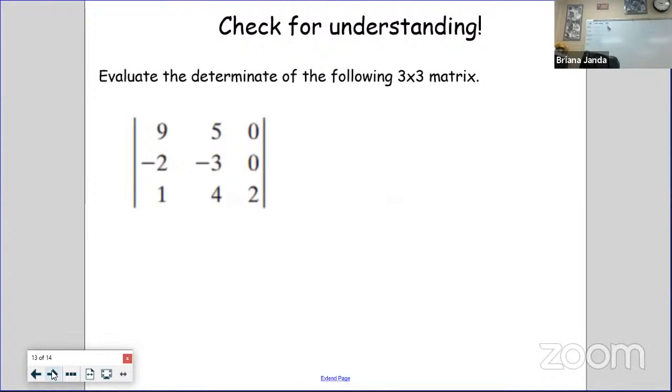All right, let's try one without me walking you through it, on our check for understanding. Again, if you need to flip to that back page where you've got some extra white space, go ahead and do that. Because I don't think we have a check for understanding in our notes packet.